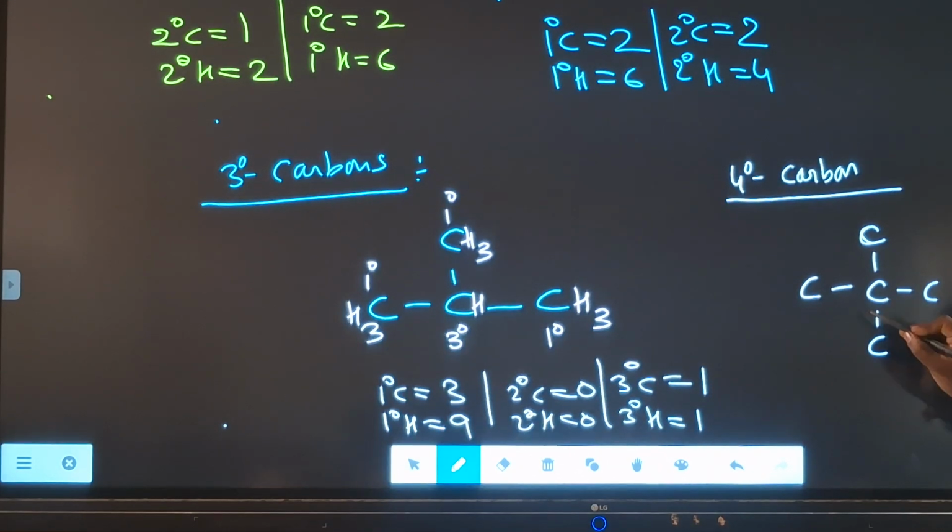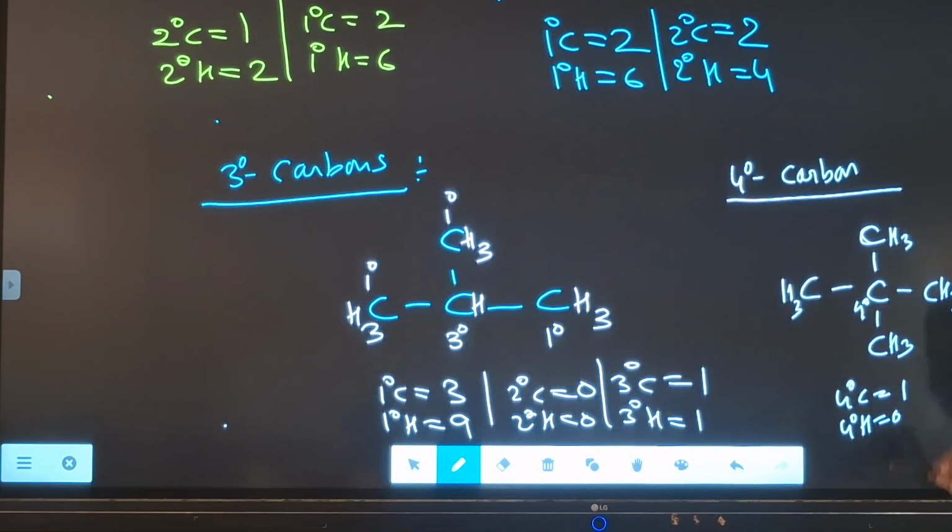See, the middle carbon is known as quaternary carbon. It is 4 degree because it is attached to 4 carbons. Quaternary carbons 1, but quaternary hydrogens always 0, because no hydrogens are attached to the middle carbon. And how many primary carbons are there? CH3, CH3, CH3 and CH3. See, 4 primary carbons are attached and 12 primary hydrogens are attached.